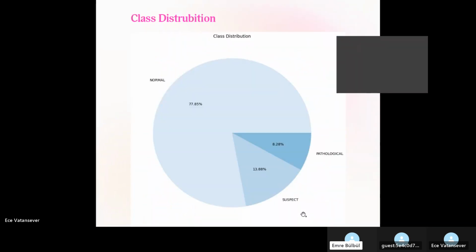And in this next slide, this diagram shows us the percentage of normal, suspect, and pathological fetal health classes. We can see that approximately 78% of our fetuses had normal CTG values, while approximately 14% of them were suspect and 8% of them were pathological. This diagram actually shows us how our dataset was very imbalanced, and we need to do something about this too.